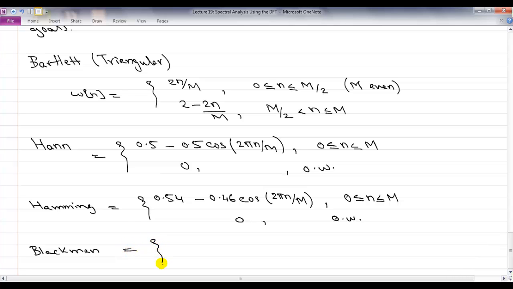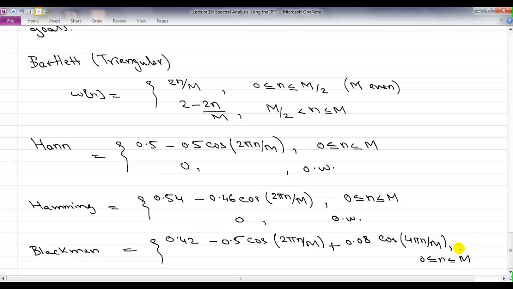There is a Blackman window, which is a combination of two cosines, so 0.42 minus 0.5 cosine of 2 pi n over m plus 0.08 cosine of 4 pi n over m. And they all lead to, for a fixed length, okay, that's the thing to keep in mind, for a fixed n, they all lead to a compromise between the main lobe width and the side lobe height.